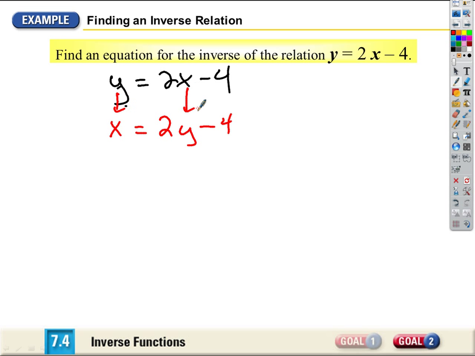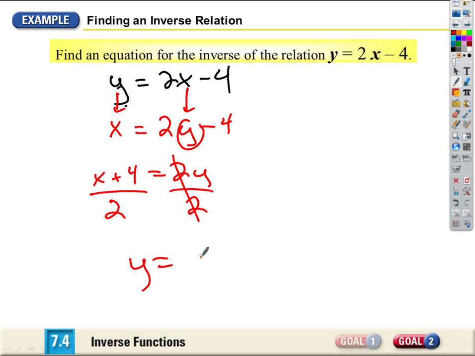And now what do I do? Well, I'm going to add 4, and why am I doing this? What am I trying to do now? Solve for the new y. That's it. Right, solve for the new y. So I'm going to solve for this. So I add 4, divide both sides by 2, and I get my answer. Y equals x plus 4 over 2.